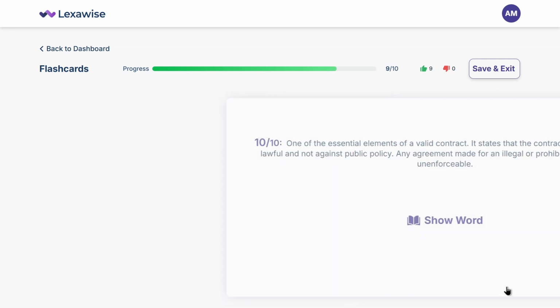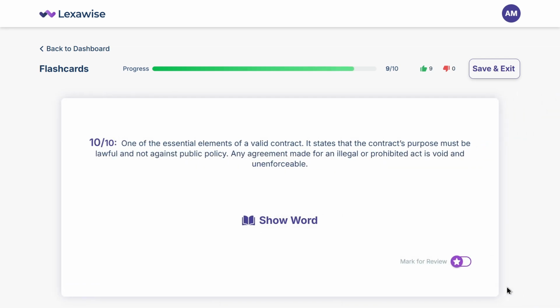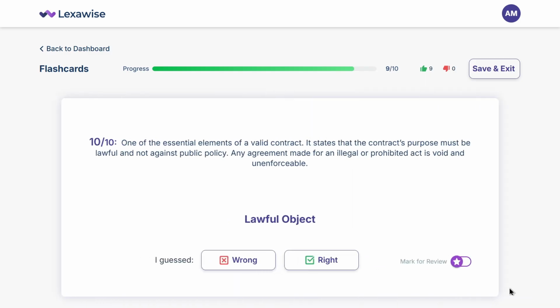Now, this one of the essential elements of a valid contract. It states that the contract's purpose must be lawful and not against public policy. Any agreement made for an illegal or prohibited act is void and unenforceable. Take your time. Ready? Lawful object. A lawful object means that a contract's purpose must be legal. If a contract involves something illegal, like selling property to commit a crime, it's automatically void. It's one of the key elements for a contract to be valid.